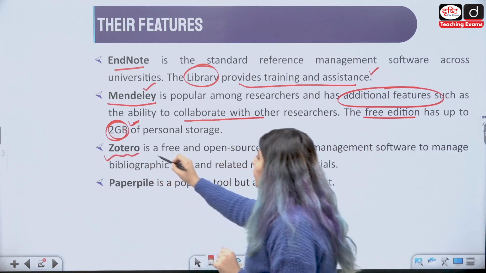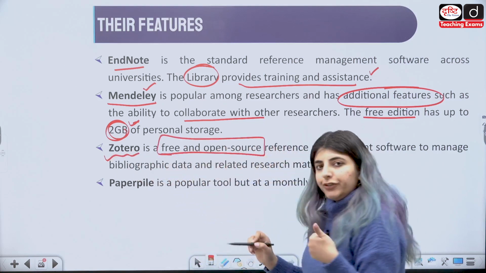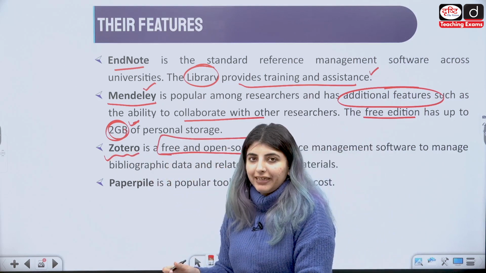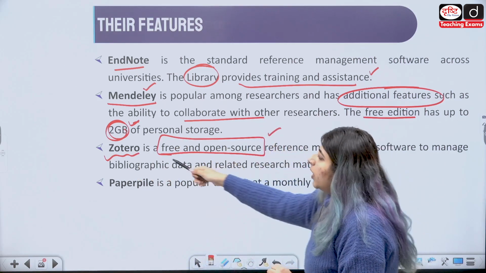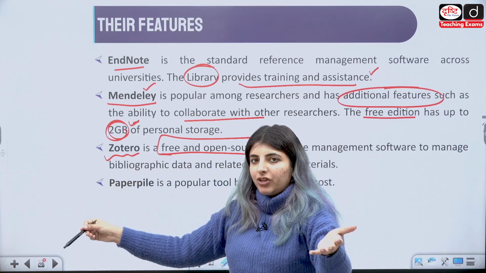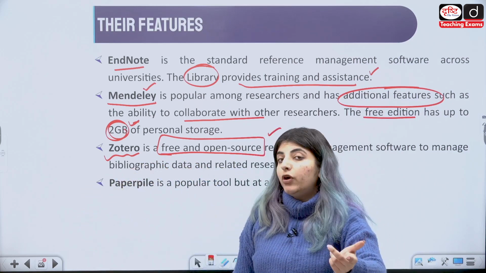Then we have Zotero. It's free and open source. What is open source? The code is freely available to you. It's free software. You can use it entirely. So these are the famous questions which are there, they can ask questions like, is Zotero an open source software?